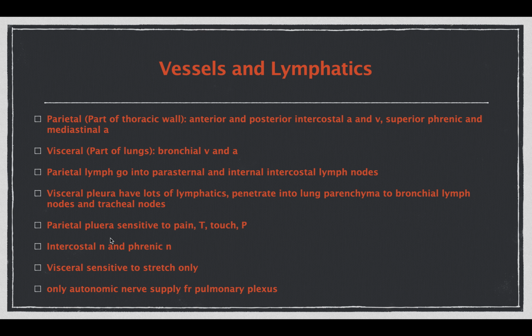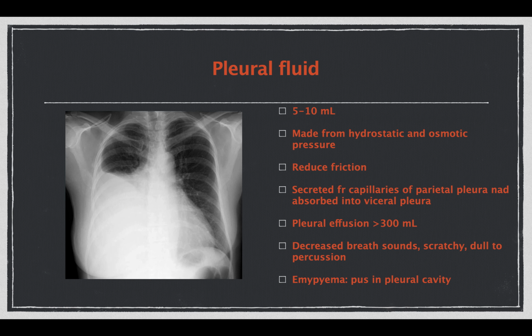The parietal pleura are the ones that are sensitive to pain, touch, temperature, and pressure, because remember, it's a part of the thoracic wall. And it's innervated by the intercostal nerve along with the phrenic nerve. And then the visceral is only sensitive to stretch, so you only know how far or how deep of a breath you've taken. And it only receives an autonomic nerve supply from the pulmonary plexus.